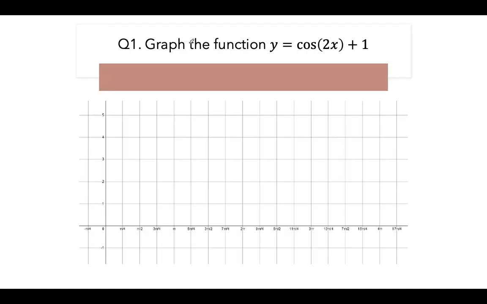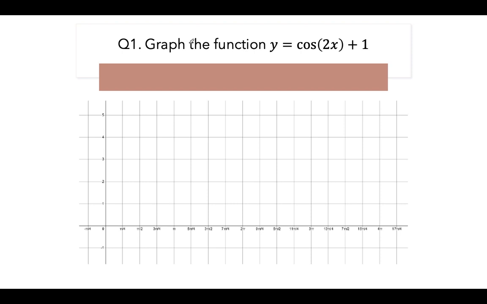Okay, so example number 1. Graph the function y is equal to cosine 2x plus 1. So first thing I want you to do is to identify what kind of sinusoidal function this is. This is a cosine function. That means it's going to look like a U-shape.